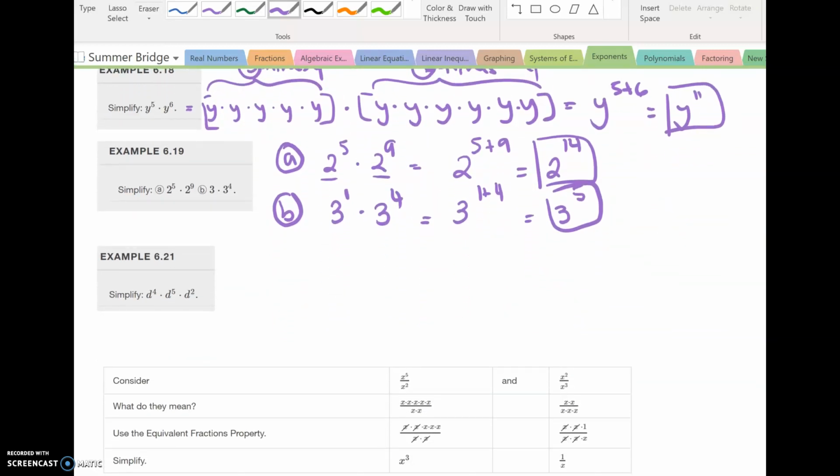Now, I've only been multiplying 2 things at a time, but I can multiply more than 2 things at a time. So for example, I can take d to the 4th times d to the 5th times d to the 2nd, and provided that all of these are the exact same base, which they are, I could do d, and that would be 4 plus 5 plus 2, and do all of that first. So 5 and 4 is 9, 9 plus 2 is 11. So that would end up being d to the 11th power.